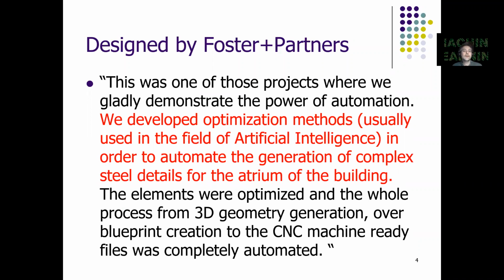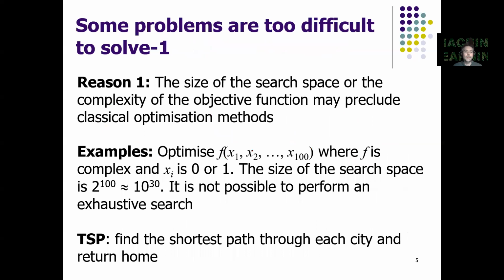And this is the statement by Foster and Partners, the architects of this project. They used, as I say, optimization algorithms usually used in the field of artificial intelligence. These are genetic algorithms, basically, which can be used to try different alternative designs, find the optimal one, and also solve the design problem. It was a difficult building to manufacture because you had to calculate the steel details for the atrium and for the whole building.